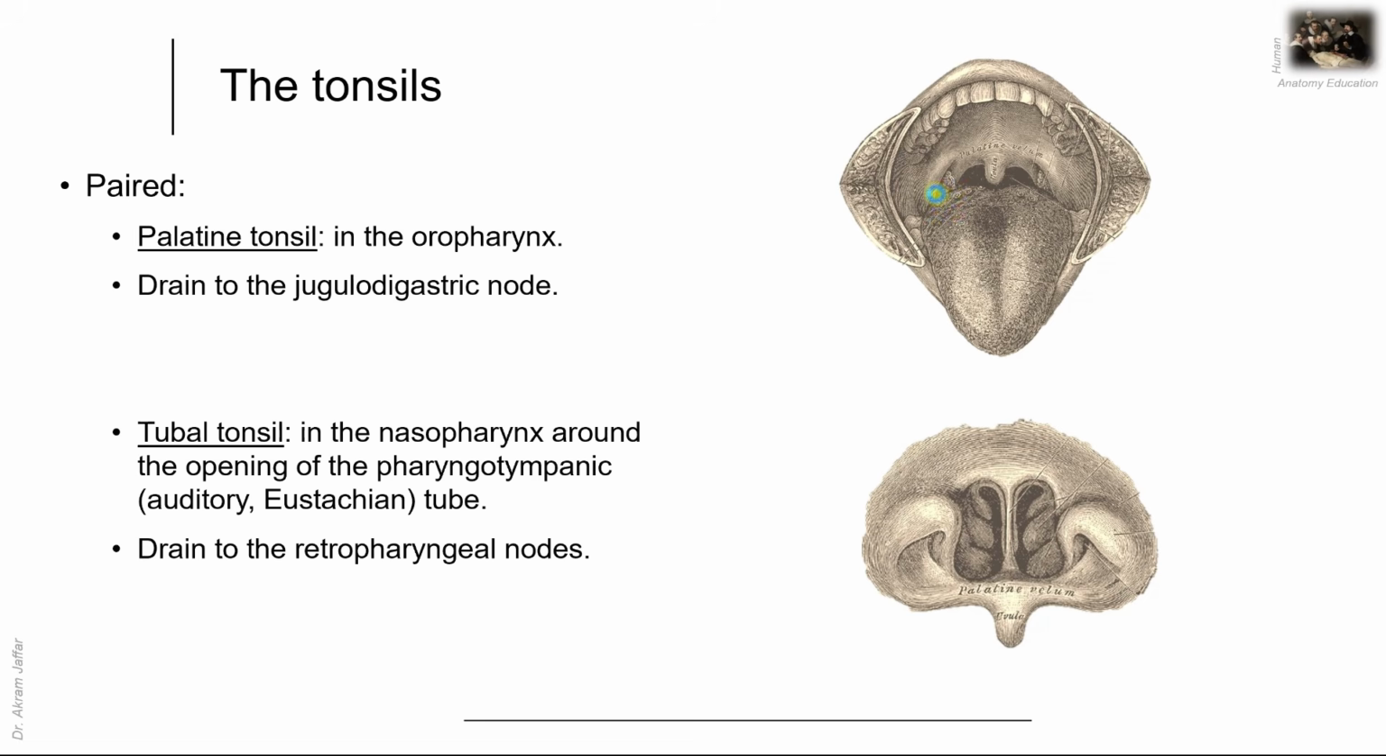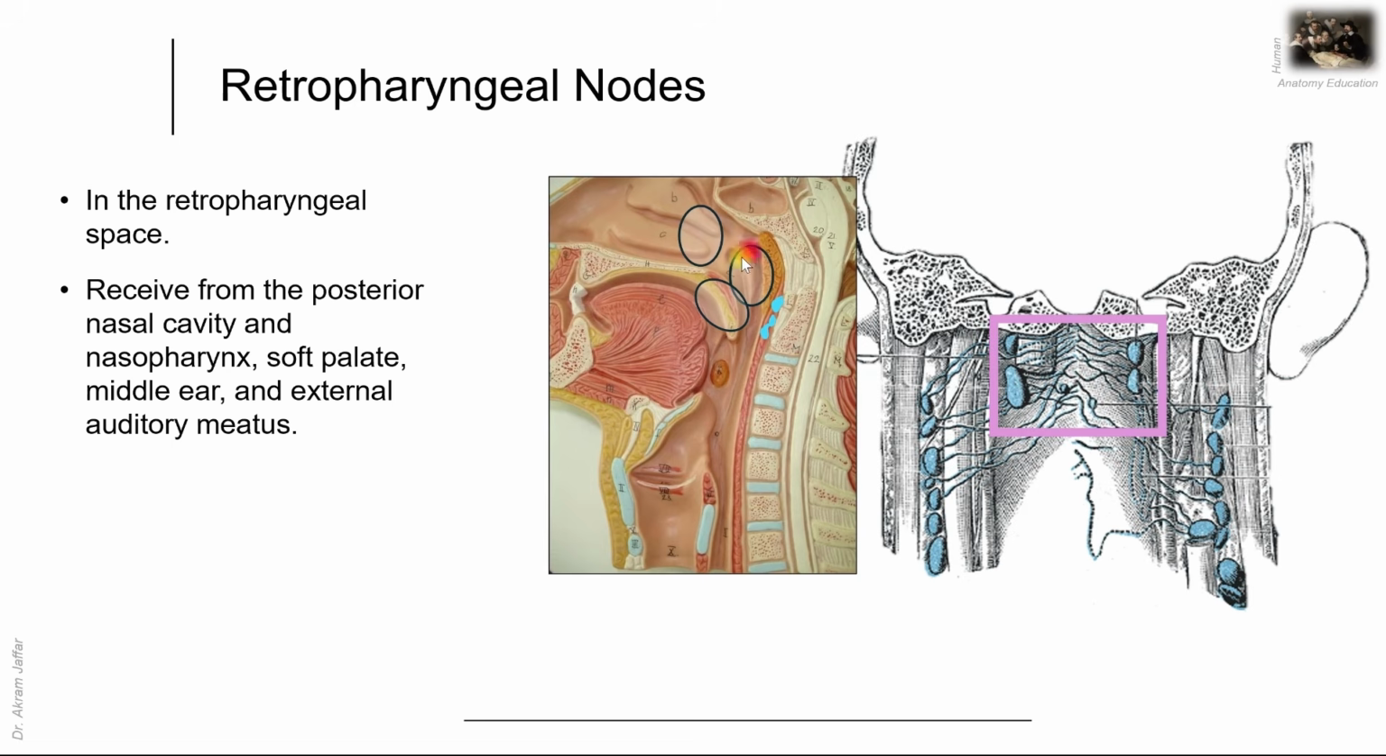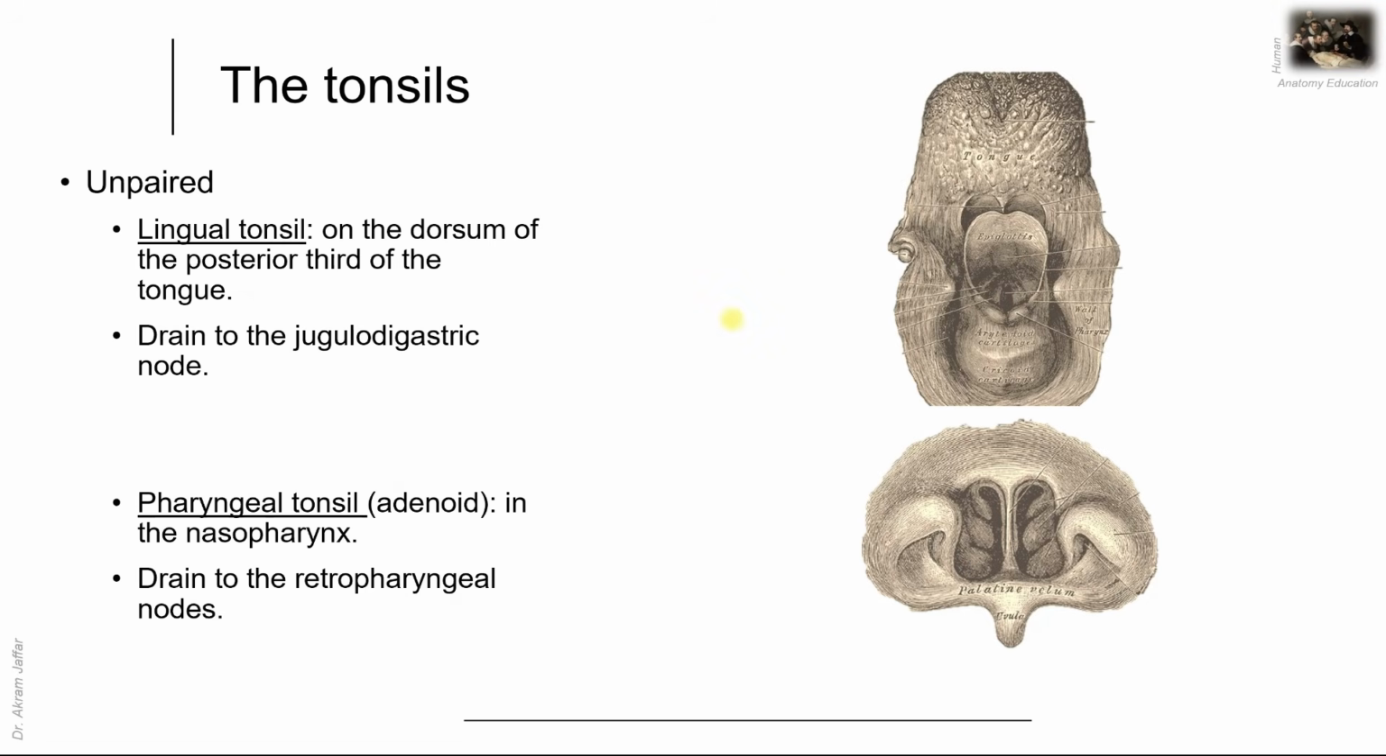And then another paired group, which is the tubal tonsil here. It is located in the nasopharynx and around the opening of the pharyngotympanic tube here. It's a little bit distended because the cartilage here is also distended, forming what we call the torus. And these nodes drain to the retropharyngeal lymph nodes. Here, see, this region of the nasopharynx drains to the retropharyngeal nodes. Then we have unpaired tonsils.